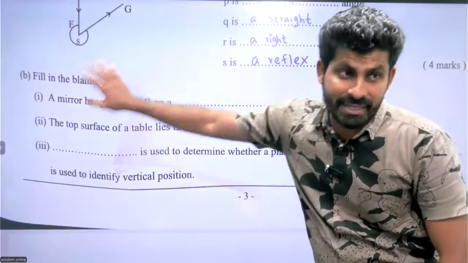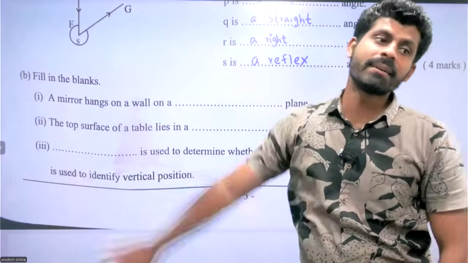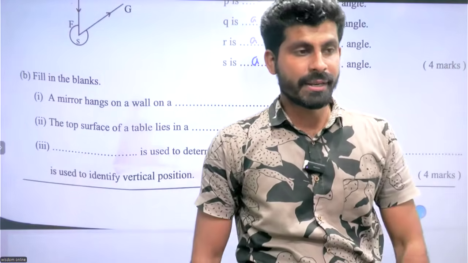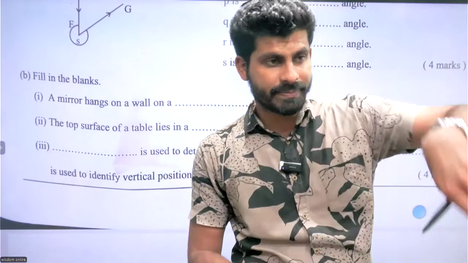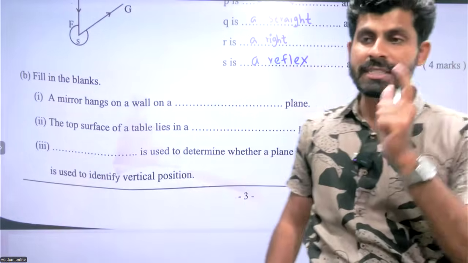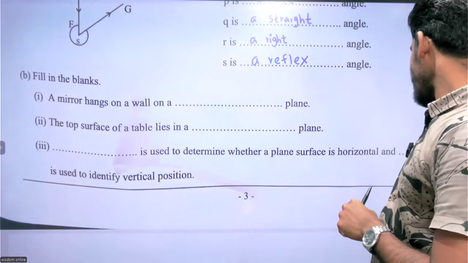Now look at the smart screen. This is just a vertical plane. Look at the table surface. Vertical plane, sorry, horizontal plane. Vertical and horizontal. I will tell you an easy method.